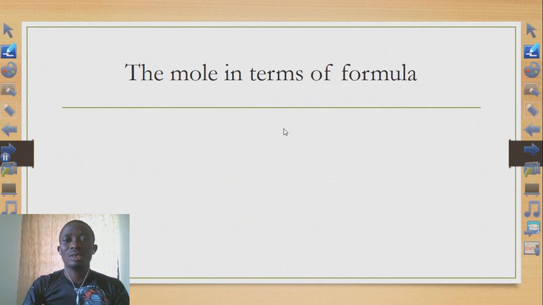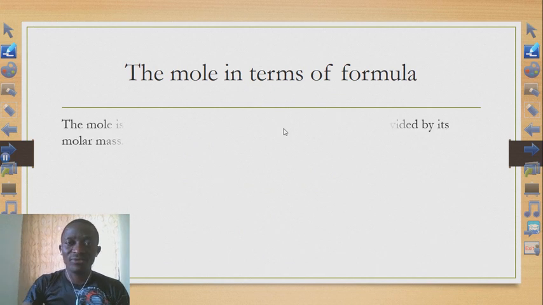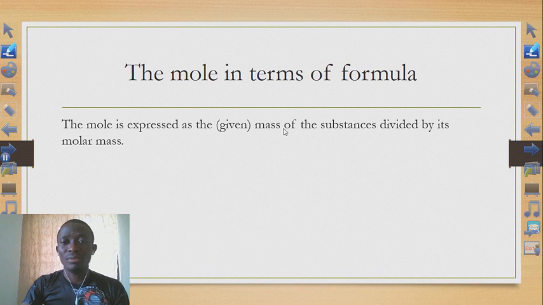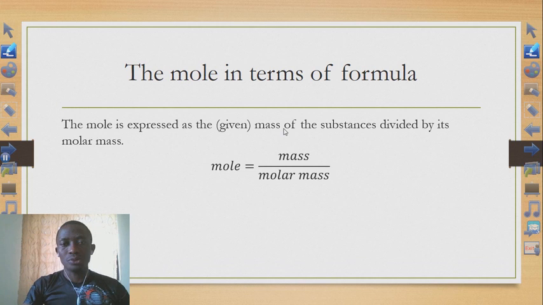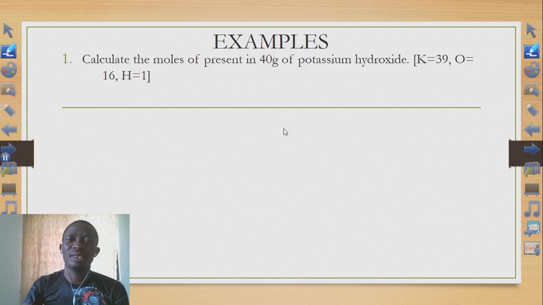The first one is talking about moles in terms of formula. It is given that the formula for mole is the mass of the substance divided by its molar mass. This is one formula that every student has at the tip of their fingers. So we say mole equals mass over molar mass. And let's look at how this is applied.